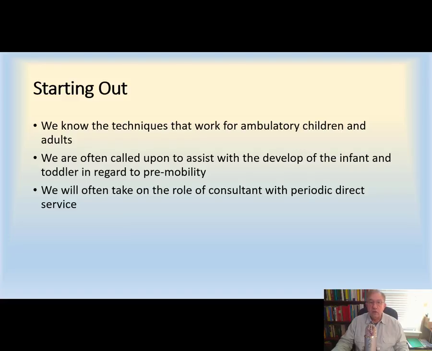So we're often going to take on the role of a consultant where we'll be working with the parents, with the caregivers, with the teachers, and then also we'll often be called in to work periodically with the child. And so it's important that we have a good foundation in some of the basics that lead up to independent mobility.